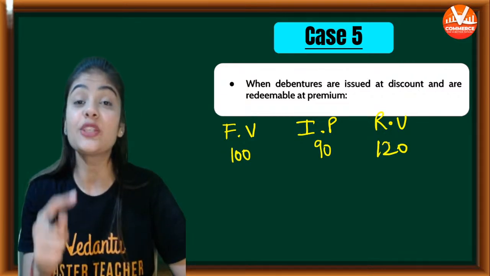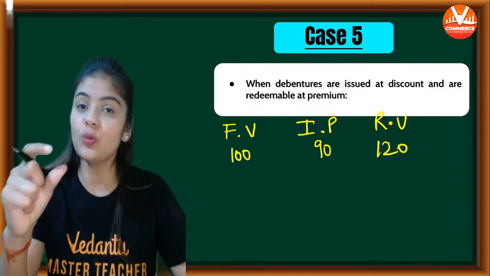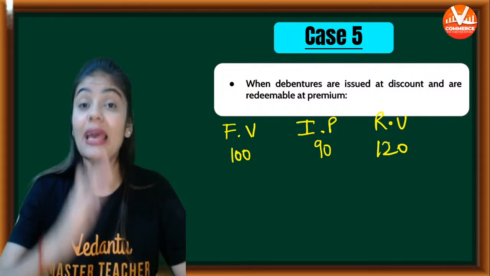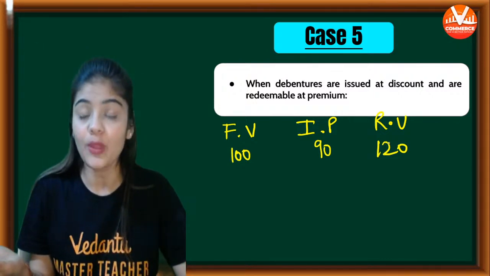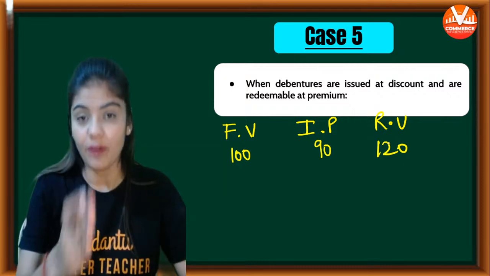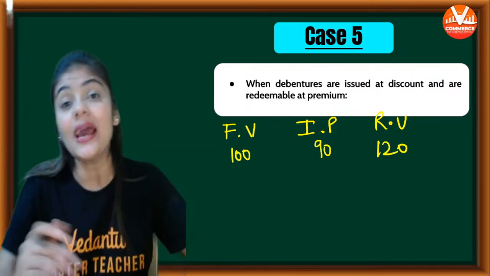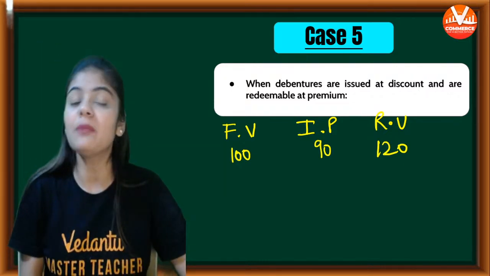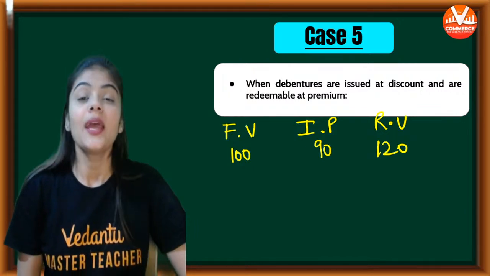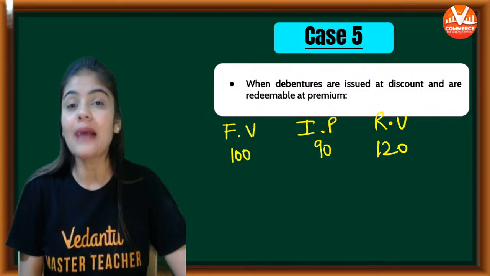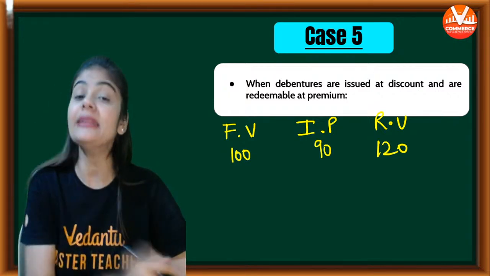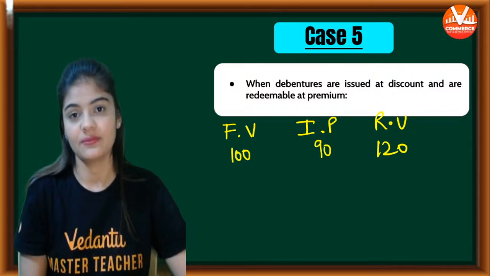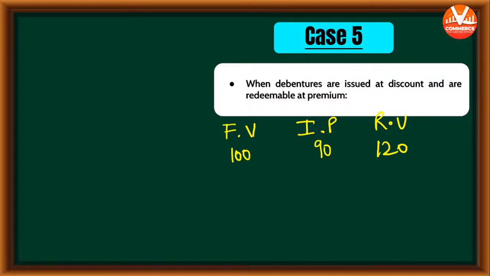They are issued at discount, so the issue price is 90 rupees, and they are redeemable at premium. So for 100 rupees we have to pay 120. Now how will we pass the journal entry in this case? The first entry will be, we will receive application money.